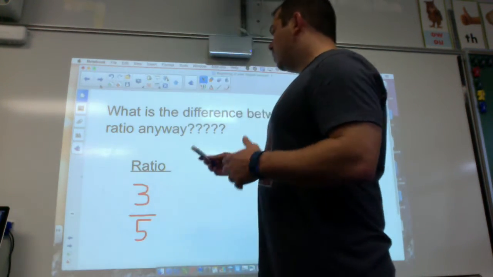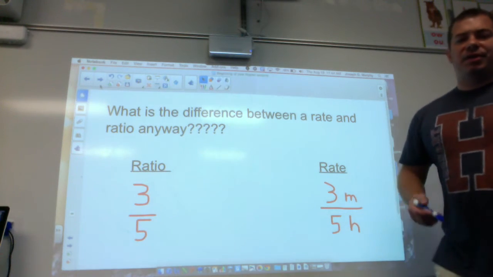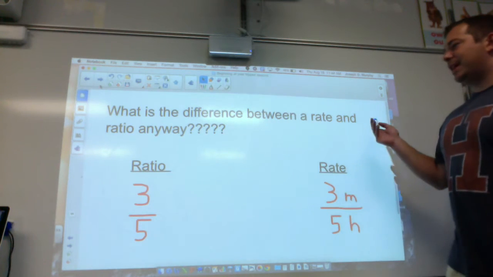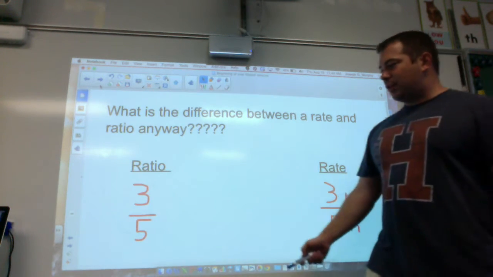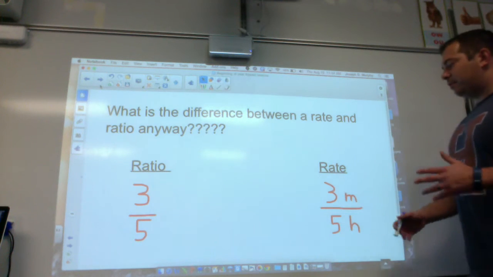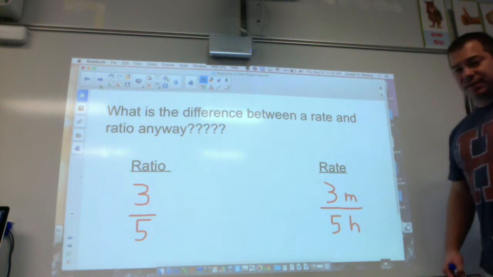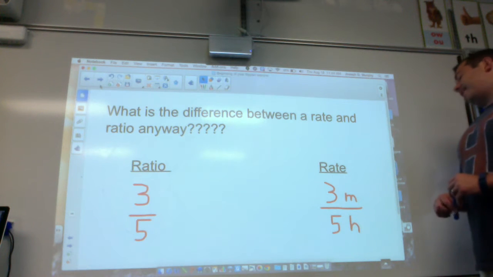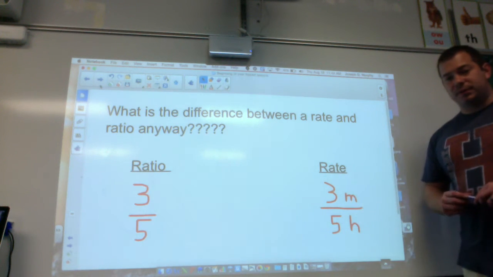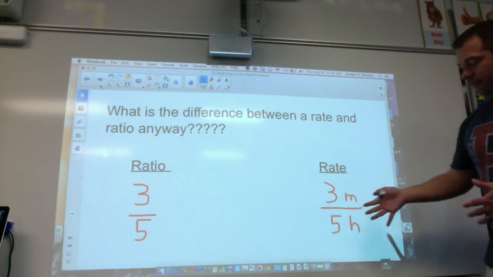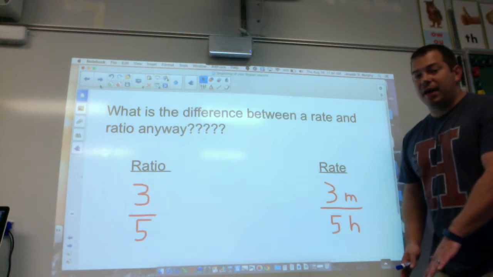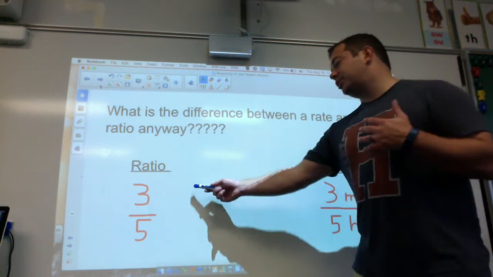Well, a ratio is pretty much a rate, but there's a big difference. So what is the difference between a rate and a ratio anyways? Well, a ratio is comparing the numbers 3 to 5. But the rate actually has units. For example, I could travel 3 miles in 5 hours. This is 3 miles per 5 hours. That is my rate. It's not a unit rate yet, okay? I'm just showing you the difference between a ratio and a rate.